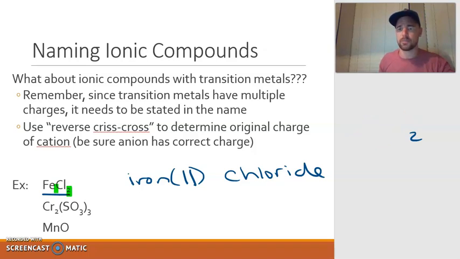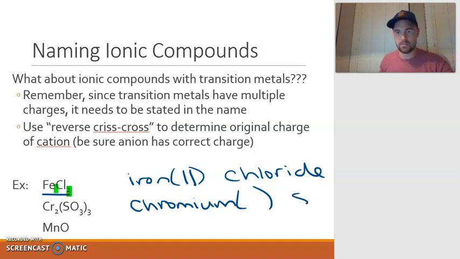Let's look at the other 2 examples here. Let's look at Cr2SO3. That looks really difficult, but don't let that worry you. Go back to your rules. Name the cation. What's the name of the cation? Cr is chromium. And I notice chromium is a transition metal, so it's going to need a Roman numeral. SO3, yeah, there's 3 of them, but it doesn't matter. What's the name of the anion? SO3 is sulfite. So it's chromium blank sulfite.